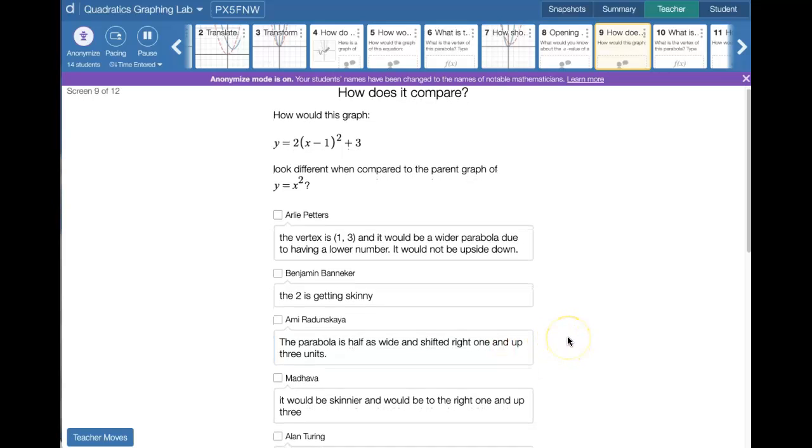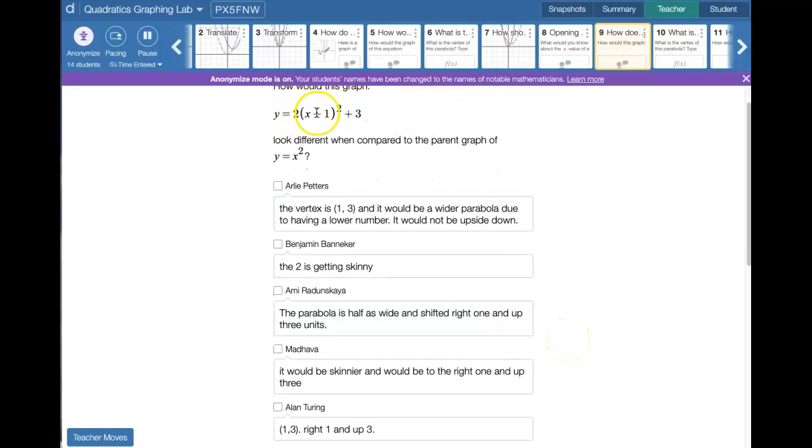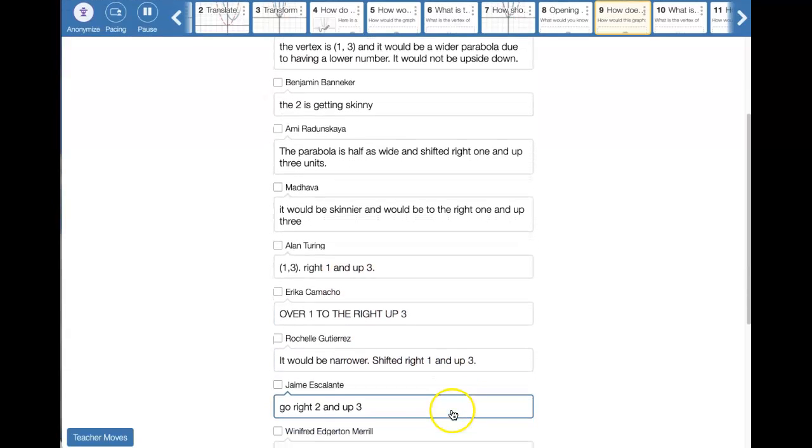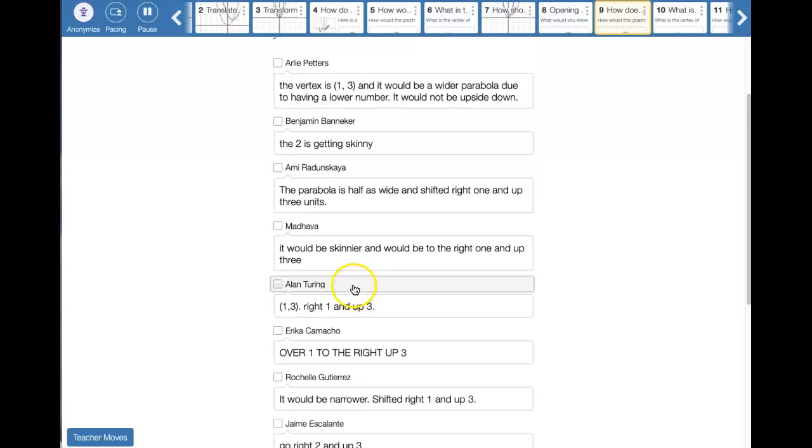You can see on this one, with this parabola, I asked them, how would this change the look of the graph y equals x squared? Some are saying, well, they can tell where the vertex would be. They can tell that it's getting skinnier, but some of them are leaving off some of that information. That helps me to know where I can tell the students all together just to double check that they're understanding everything.